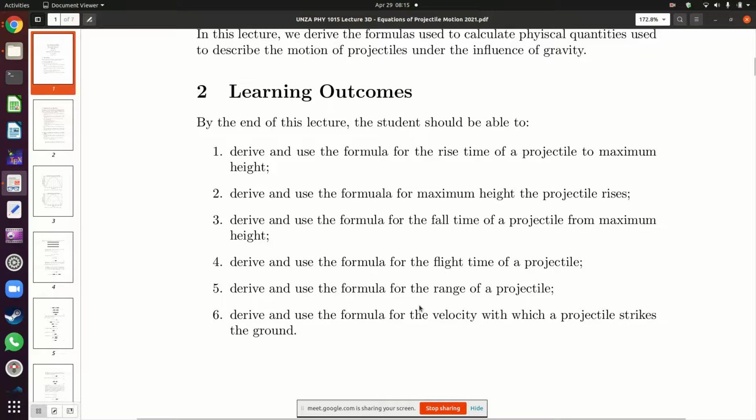But also it's possible for us to consider a special case, and from this special case, we can actually come up with formulas which we can use to find out how much time it will take a projectile to rise to maximum height, what is the maximum height the projectile is going to rise to. So we can come up with formulas which give us these things. And also, what is the amount of time it's going to take the projectile to fall from maximum height. And we can come up with a formula for flight time. We can also come up with a formula for range and a formula for the velocity.